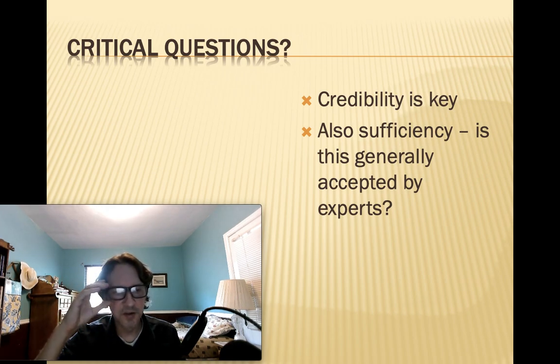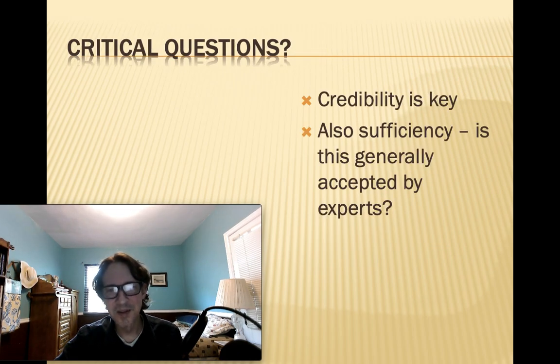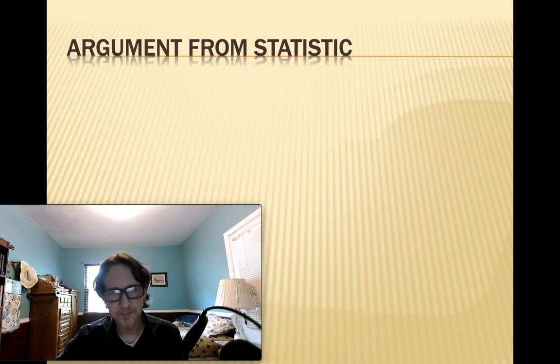Also, sufficiency is an issue here. Is this generally accepted by experts, or is this just one sort of rogue expert or something like that? You can find one doctor who says that it's demon sperm or whatever that causes the coronavirus, but generally the experts and the consensus of experts are that that's not the case, and that maybe that doesn't even exist. So, are there a sufficient number of experts backing this up? And also, are those experts credible?